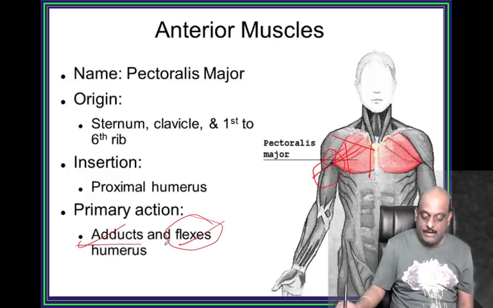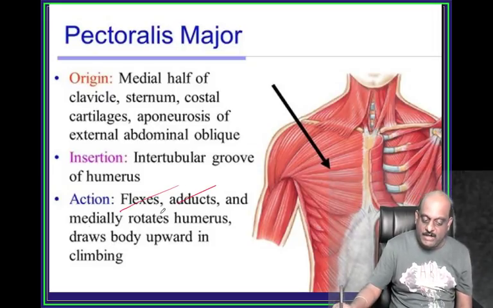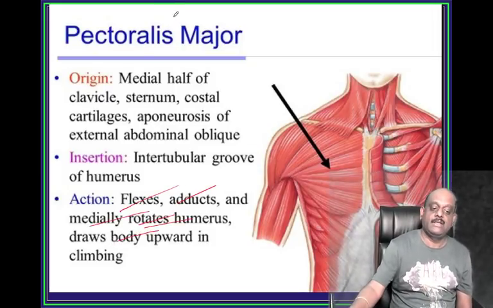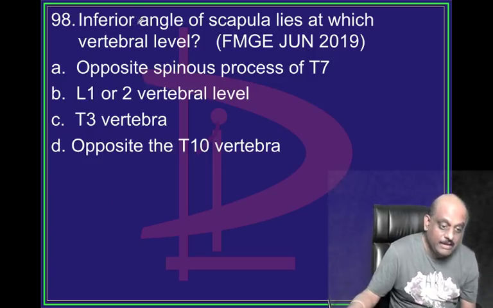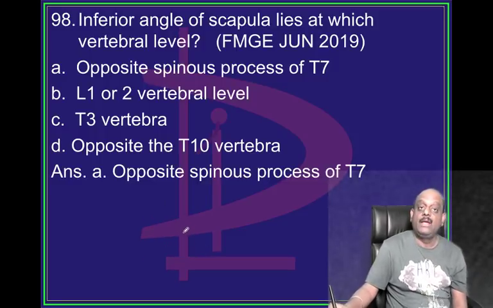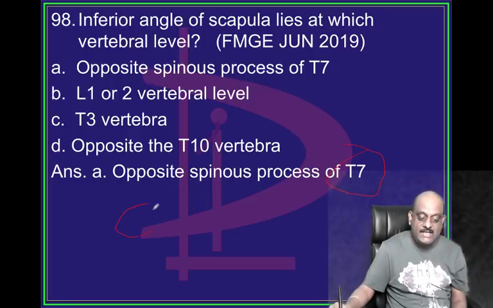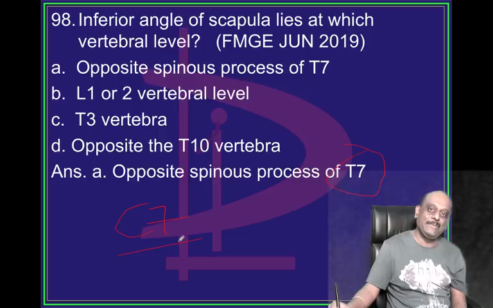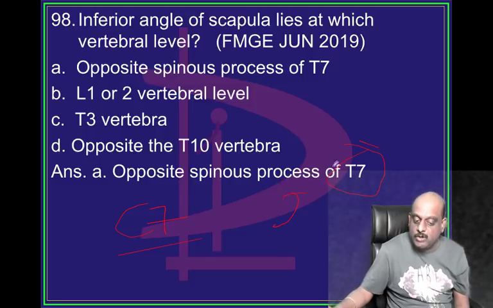Now, doctor, it adducts and flexes the humerus. Flexion, adduction, and medial rotation of the humerus is the function of the pectoralis major. Don't forget. Now, doctor, inferior angle of the scapula. What is the level at which it lies? It is opposite the spinous process of T7. What is C7 called? Vertebra prominens, the most prominent spine. So the inferior angle is opposite the spinous process of T7.